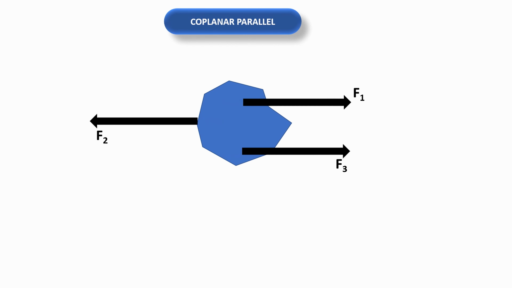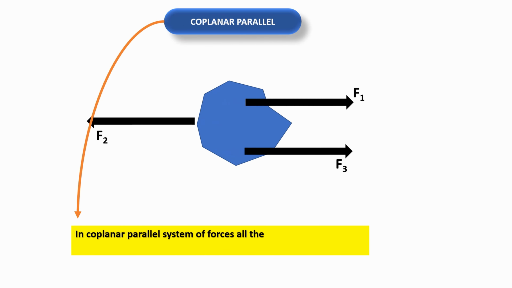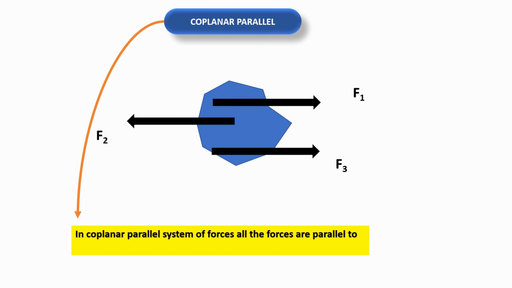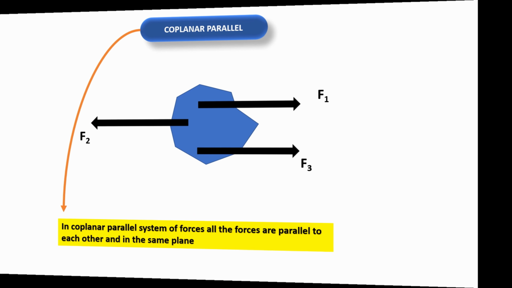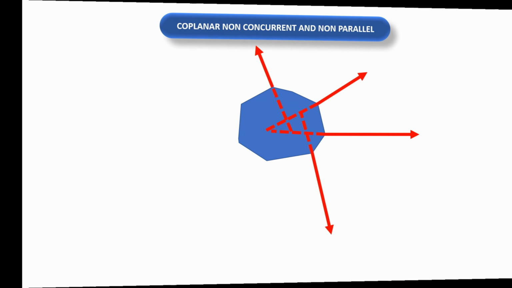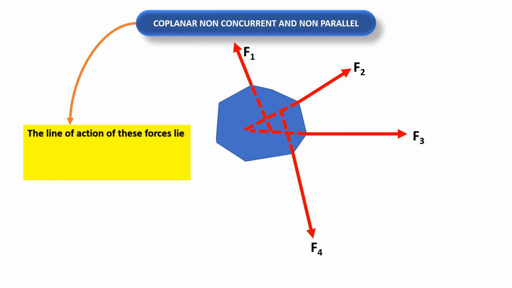In a coplanar parallel system of forces, all the forces are parallel to each other and in the same plane, as shown here. In coplanar non-concurrent non-parallel systems, the lines of action of these forces lie in the same plane but they are neither parallel nor meet or intersect at a common point, as shown here.